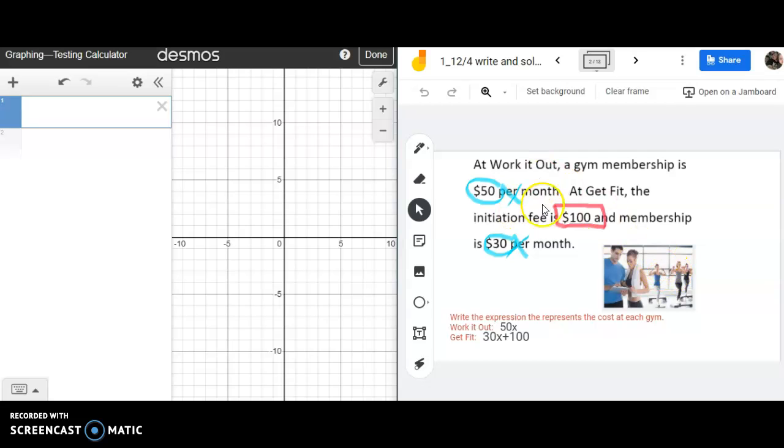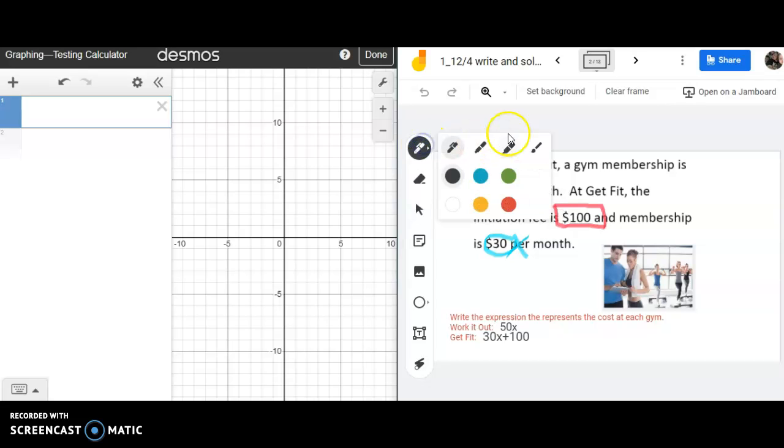Now we're going to try to find slope words. We're going to try to find slopes and we're going to try to find intercepts. You don't always have all three of those things, but those are just the basic formats to follow. So I see a slope word, and the number right next to it is my slope. There's no other number for Work It Out, so that's it. Work It Out is just going to be 50x.